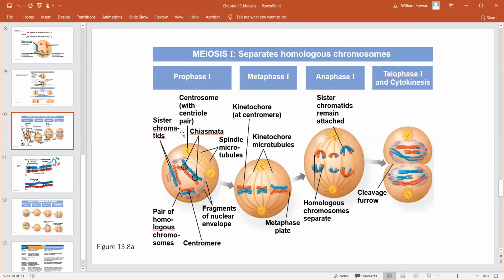Notice that I put a centromere in each one, and we would still call these each individually sister chromatids. All four of them together, we call them a homologous pair, or when they're in prophase 1, we call them a tetrad.